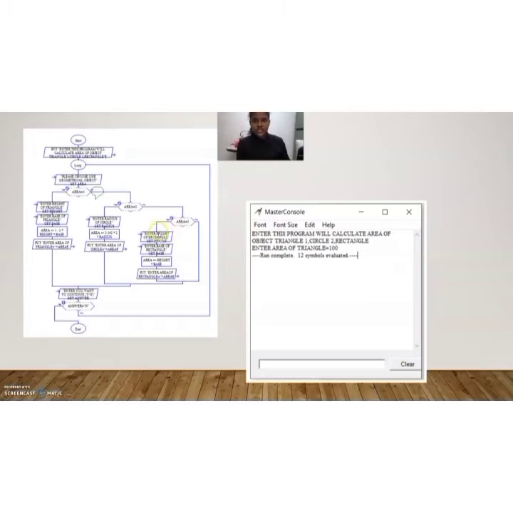For the rectangle, the first input is height. Second input is base. The calculation for area of rectangle is height times base. So the output is area of rectangle. So this is what I got after I ran my flowchart. One more time I will run my Raptor. Let's see.